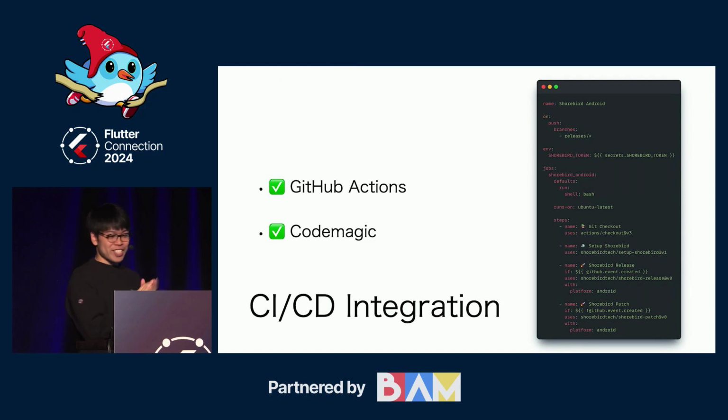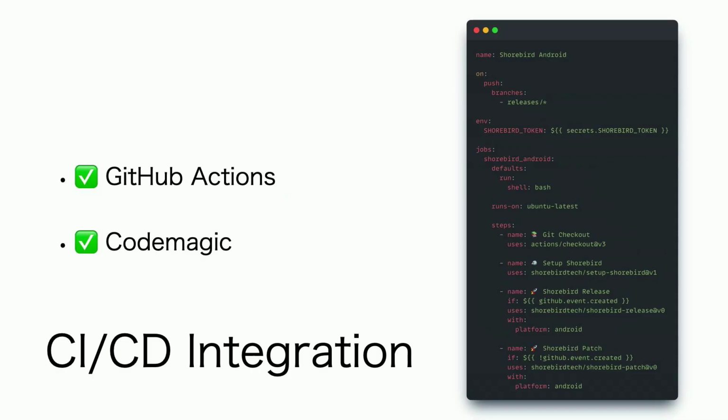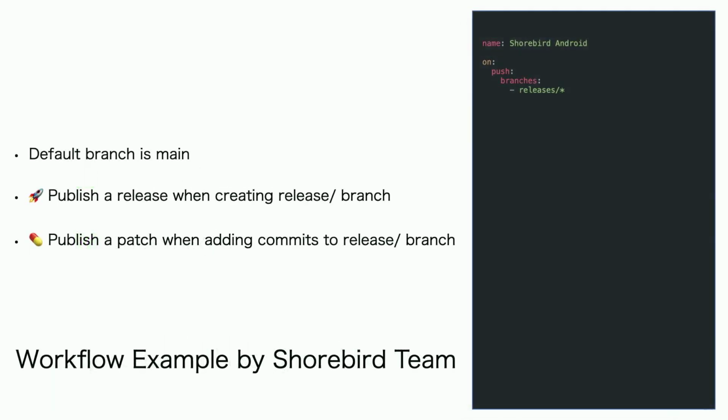And Shorebird supports GitHub Actions and Codemagic for CI/CD. Of course, you can use other CI/CD services, though it may be challenging, like Xcode Cloud, Bitrise, CircleCI. At OpenCI, we support Shorebird. And as mentioned earlier, you can implement Shorebird into the CI/CD workflow. Using Shorebird in GitHub Actions is really easy and simple, since the Shorebird team has already developed the GitHub Actions.